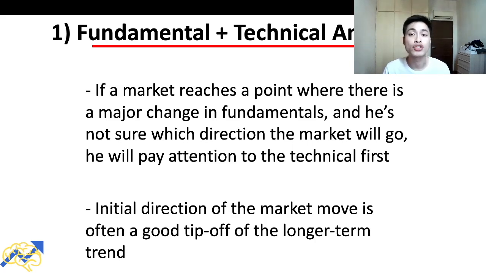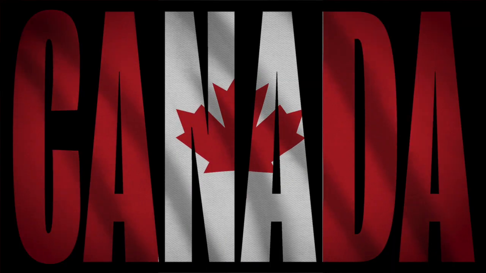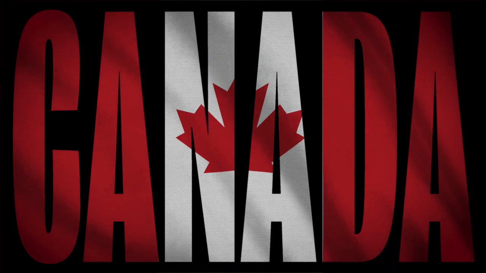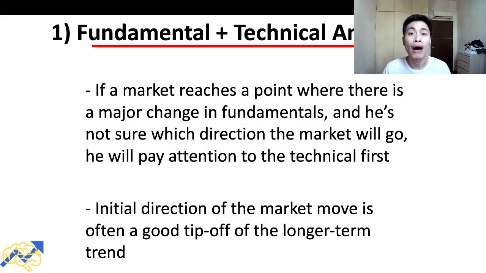So an example that Bruce Kovner gave was his trade on the Canadian dollar. Back when he was trading, the Canadian dollar reached a point where there's a major change in fundamentals. And this was due to the US-Canadian trade pact. But even though Bruce Kovner knew that there was a major change in fundamentals coming up for the Canadian dollar, he wasn't sure which direction it would go. So instead, he paid attention first to the technicals and followed that direction even before he knew all of the fundamentals. Those are some instances that Bruce Kovner allowed technical analysis to lead him before the fundamentals. But take note, he already knew that there was a major change in fundamentals coming up. He just wasn't sure of which direction the market would head to.